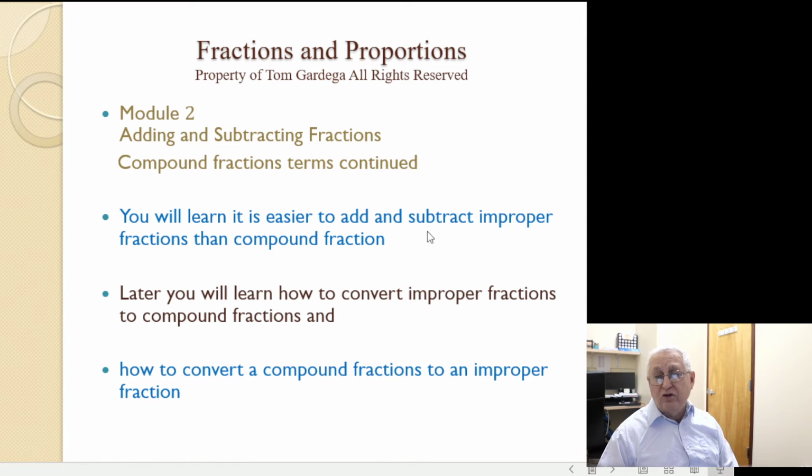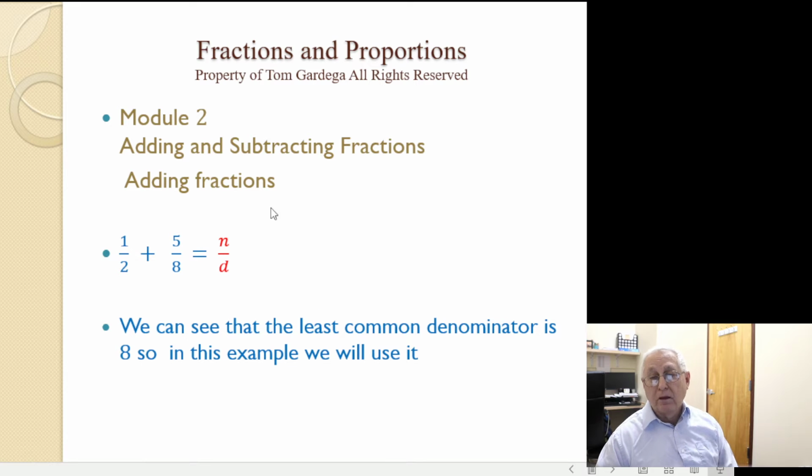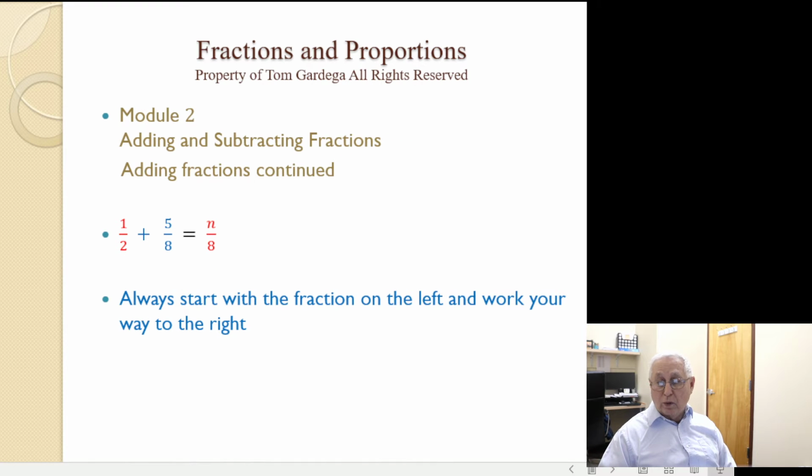You will learn it is easier to add and subtract improper fractions than compound fractions. Later you will learn how to convert improper fractions to compound fractions and how to convert a compound fraction to an improper fraction. Take the example here in adding fractions of 1/2 plus 5/8 equals some new fraction. We can see that the least common denominator is 8 because 2 will divide into 8 equally without a remainder. So we will use it.